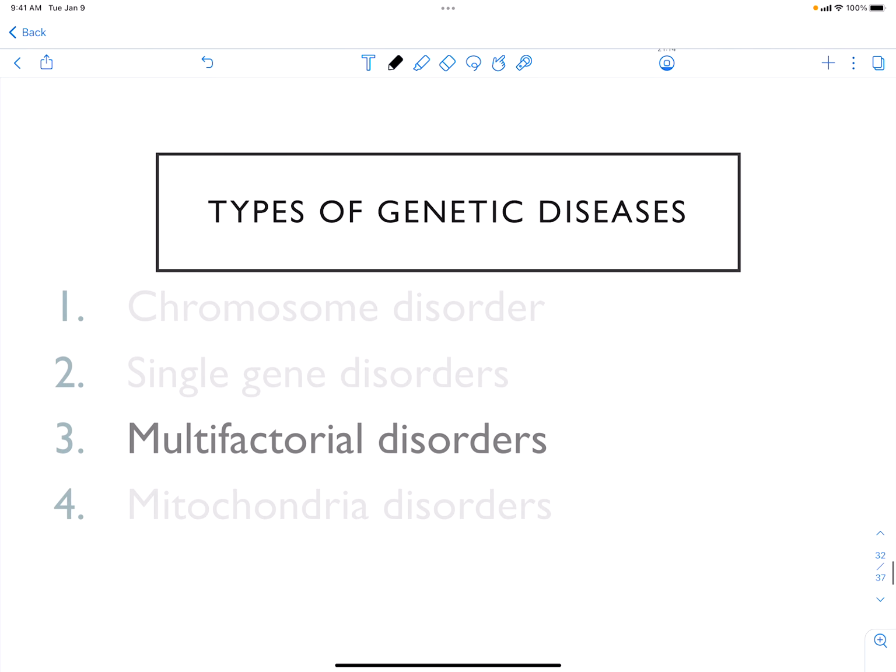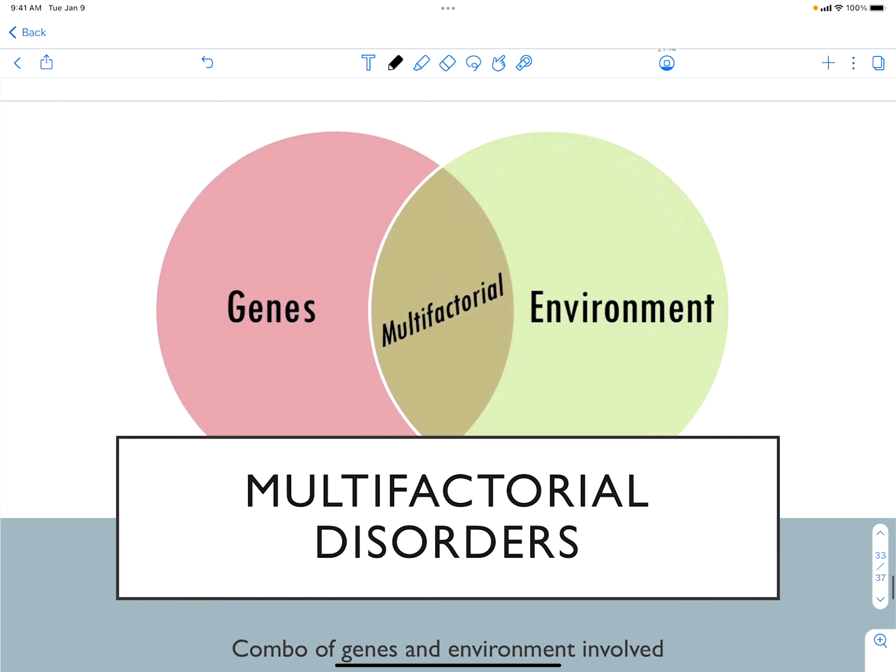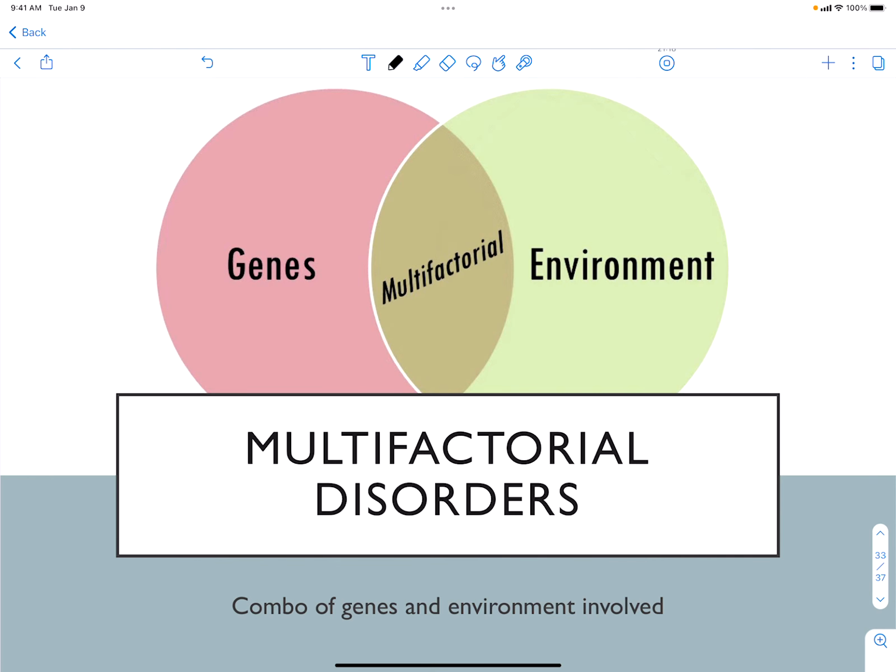Okay, so next we're going to talk about multifactorial disorders. Multifactorial disorders are when there is more than one factor causing a trait or health problem, such as a birth defect or chronic illness. And the main factor are genes, but the cause includes other factors that aren't genes. And these factors could be things like nutrition, environment, cigarette smoke, etc. Some of the more common multifactorial disorders are schizophrenia, diabetes, asthma, depression.